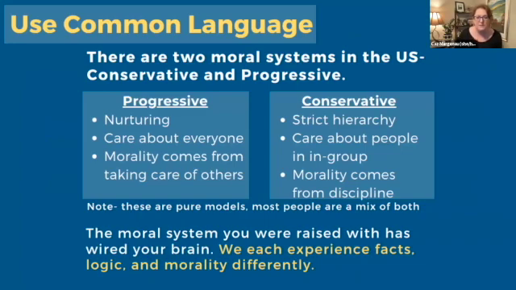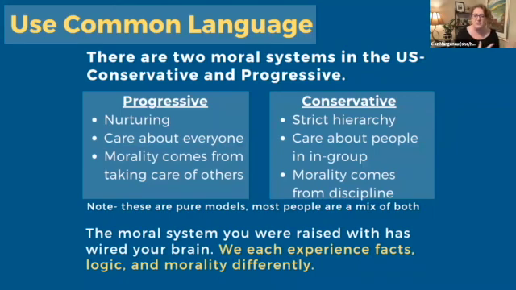What is common language? Well, here in the US, going back as long as the US has been the US, this isn't a new thing since Trump came along. This has been the history of the US, as we've had these two moral systems. We've had the conservative moral system and the progressive moral system. And these are pure models. Under the progressive side, people are more nurturing. They care about everyone. So you're raised to care about everyone, and your sense of morality then comes from taking care of others. That's one way to do it.